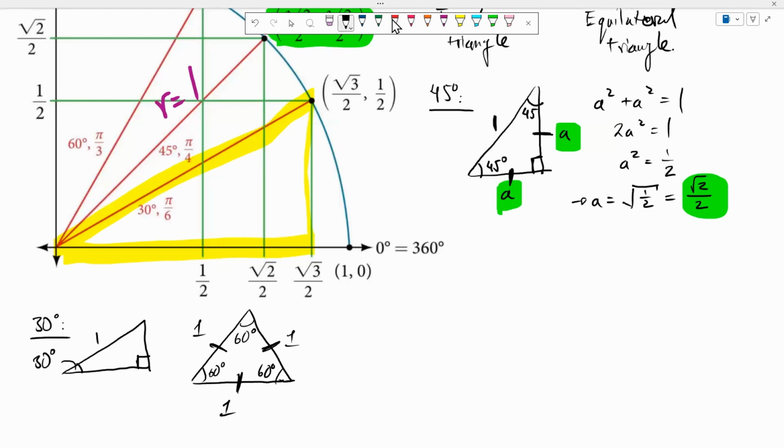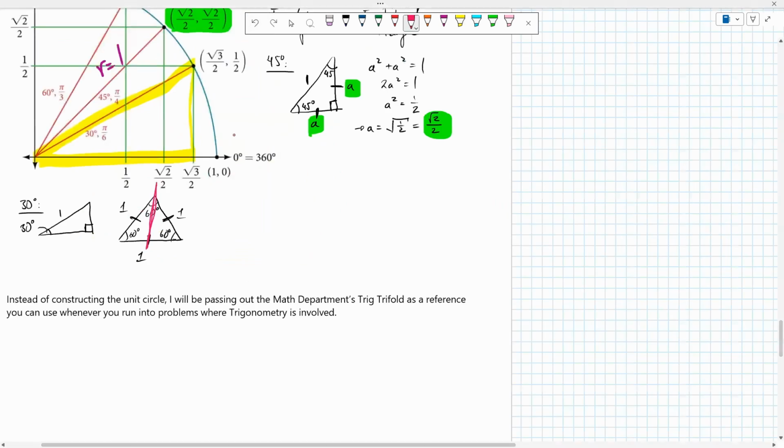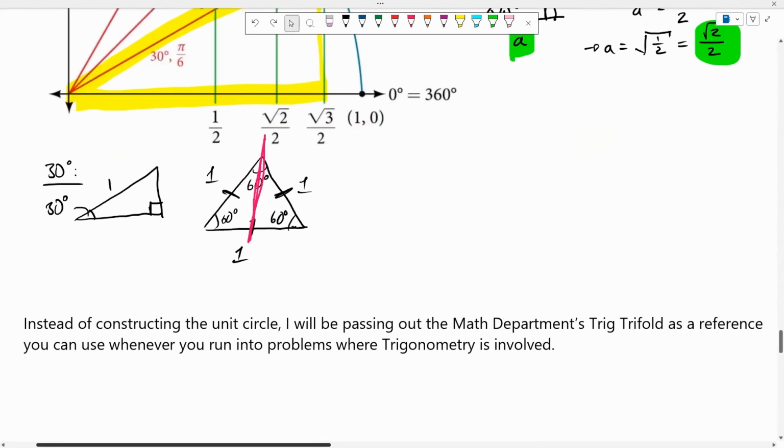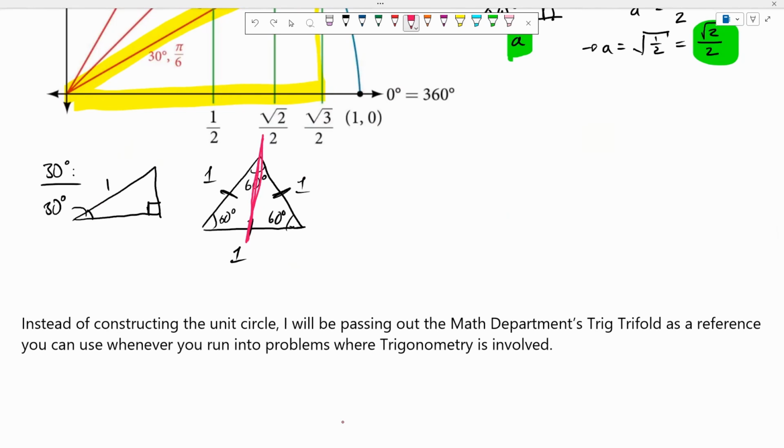I can grab this triangle and slice it straight down the middle. I can slice this triangle straight down the middle, and that makes each one of these angles, this one and this one, 30 degrees. Since I sliced the triangle in half, I automatically can say that this missing side over here has to be 1/2 of 1, so 1/2.